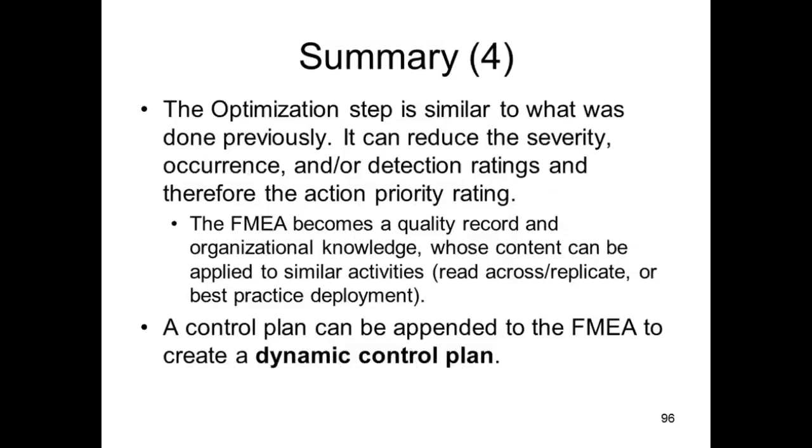The FMEA then becomes a quality record whose content can be applied to similar activities, read across, replicate or best practice deployment. We saw in that sewing machine example, installation of the machine guard made injuries impossible. That knowledge might have then been deployed to other operations, such as that stamping operation, saying we have to make it impossible for the worker to put a hand into this machine when it's moving. A control plan can be appended to the FMEA to create a dynamic control plan.